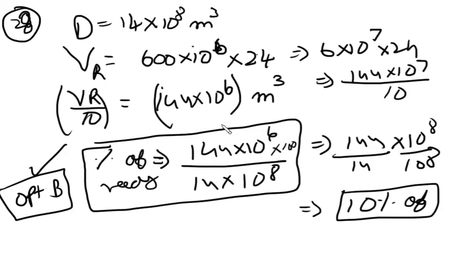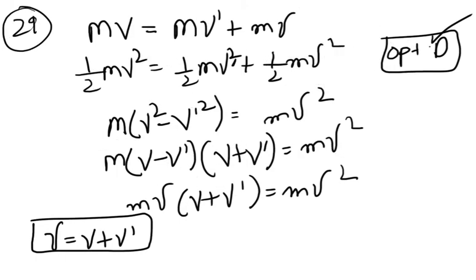So the percentage, if you convert, would be 144 into 10 power 6 meter cube by 14 into 10 power 8 meter cube, into 100, because it's percentage. We get 144 by 14, since 10 power 8 is the same, which is 10%. So 10% of Mumbai's water demand will be met by the rains. Moving on to the next question, question number 29.